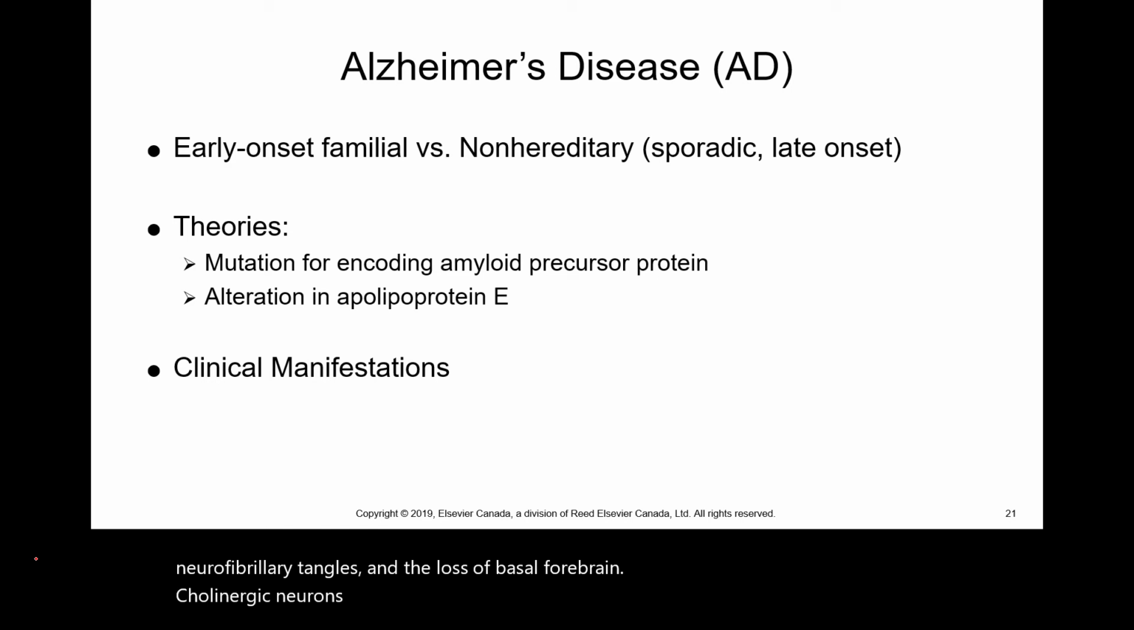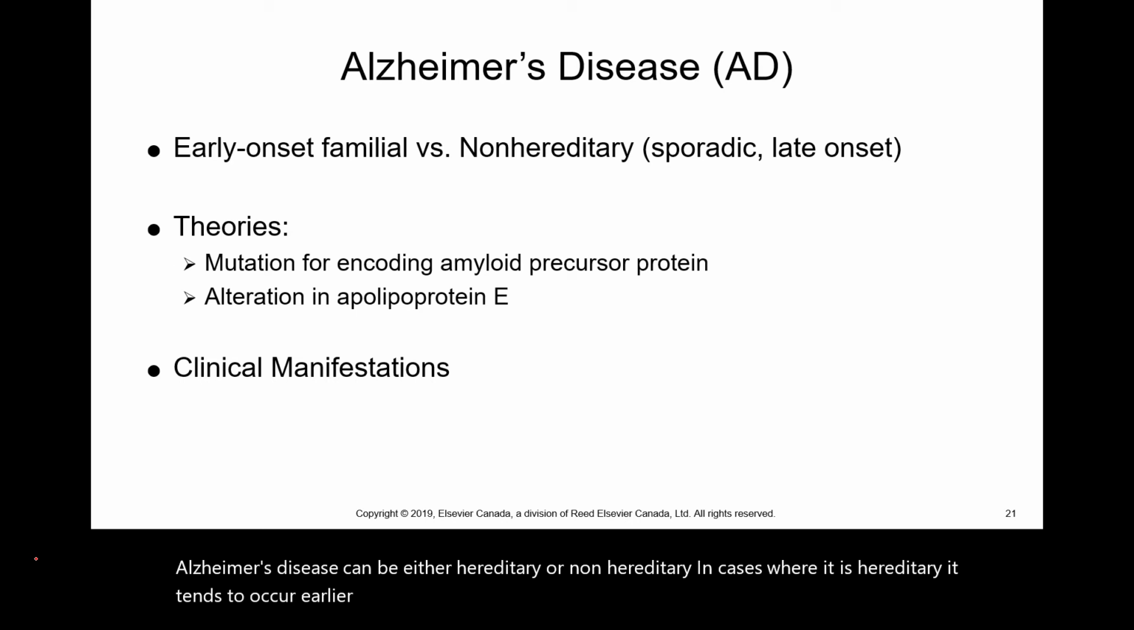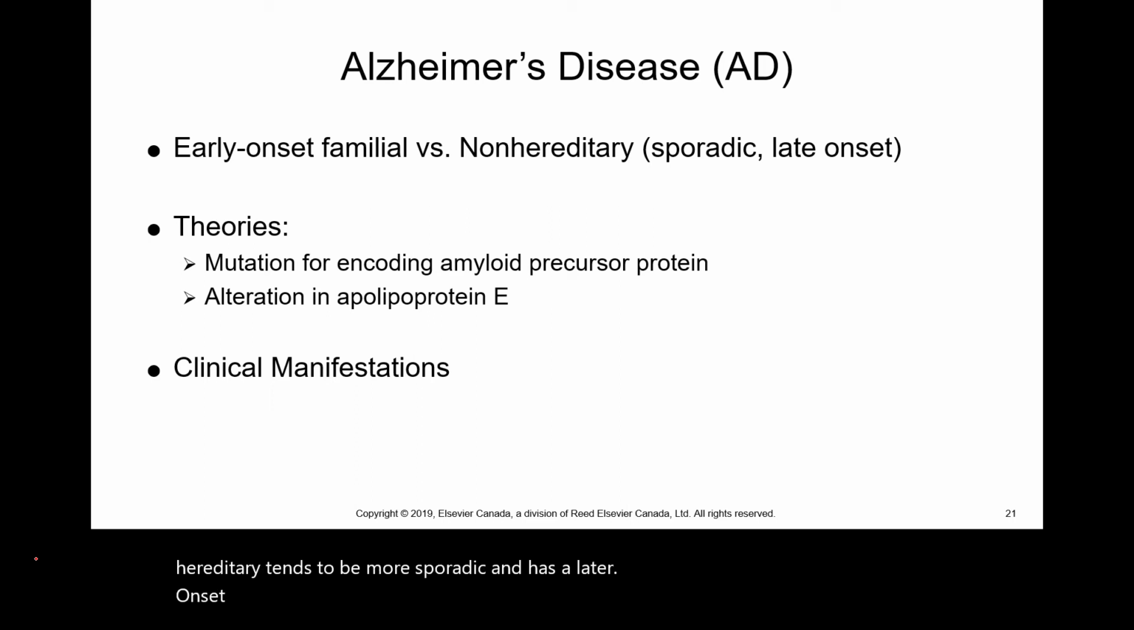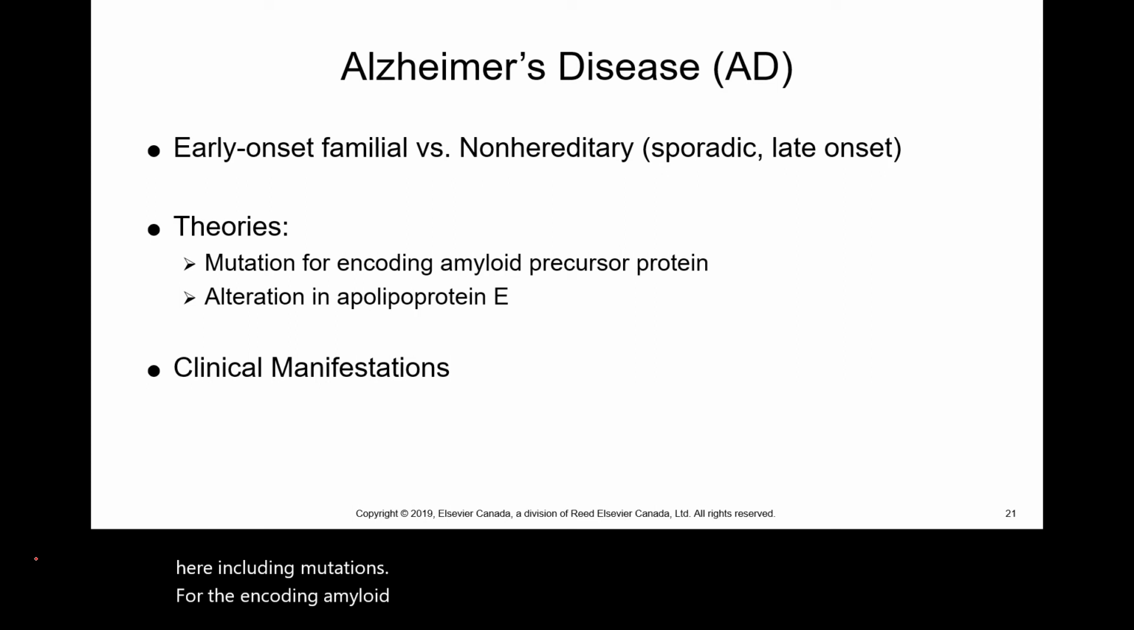Alzheimer's disease can be either hereditary or non-hereditary. In cases where it is hereditary, it tends to occur earlier in one's life. It is an early onset form of Alzheimer's, versus non-hereditary, which tends to be more sporadic and has a later onset. There are multiple theories from more of a genetic standpoint, which I highlight on the screen here, including mutations for the encoding amyloid precursor proteins and alterations in apolipoprotein E.